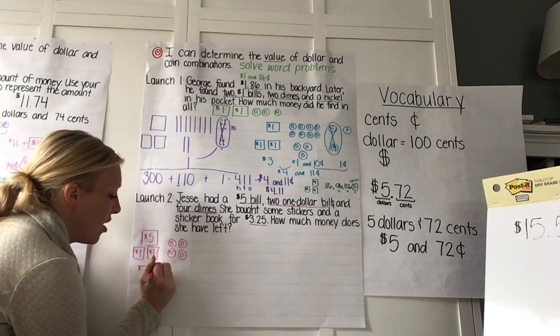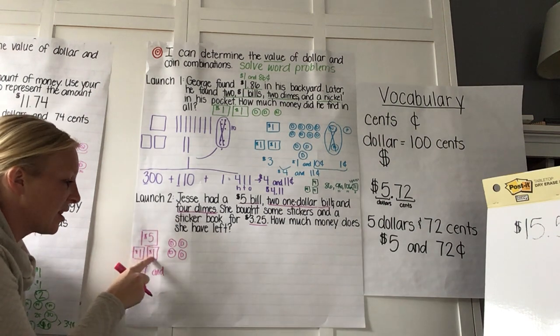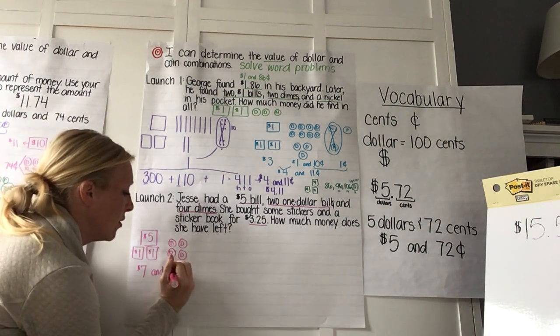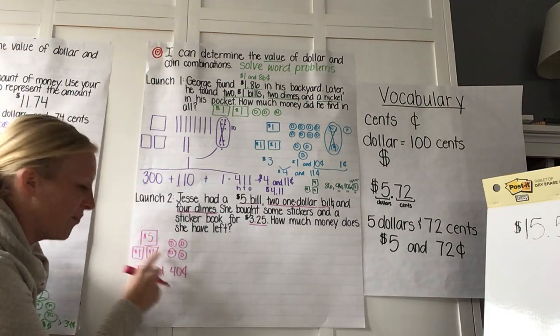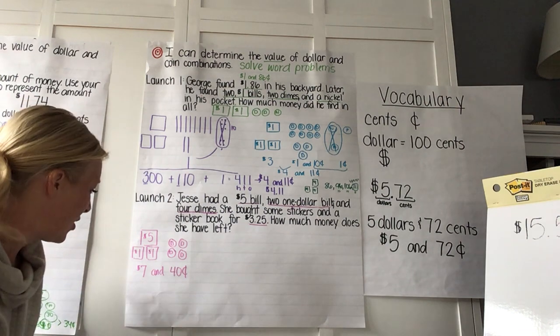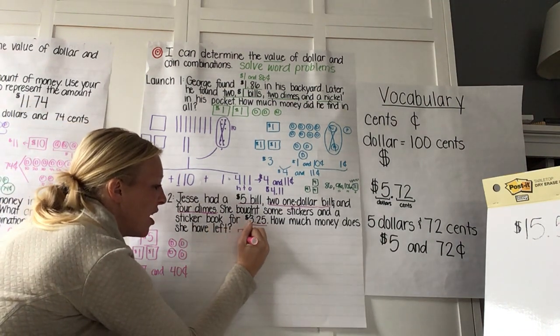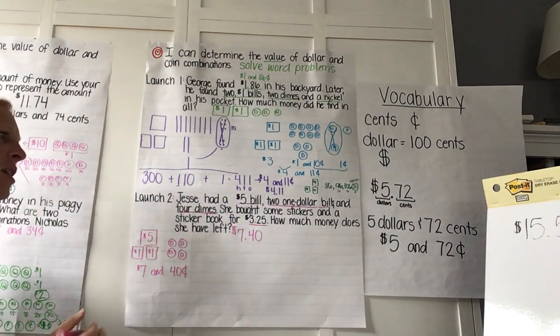She has $7. How'd you get $7? 5, 6, 7. Okay, and then how many cents does she have? How do you know 40 cents? 4 dimes, 4 tens is 40. Okay, so we would write that $7 or we could write that $7.40.